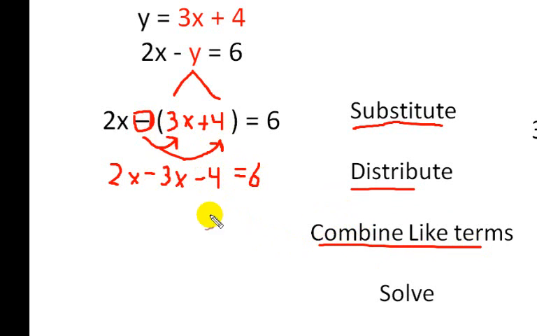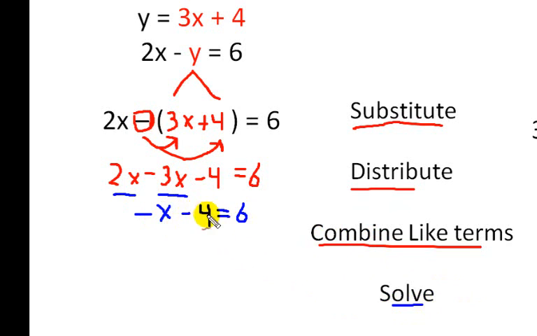Next step is to combine like terms. So I see here that I have 2x minus 3x. So that would just give me -x. I still have here minus 4 equals 6. Okay, next step, I need to solve this equation here. So this -x minus 4 equals 6. I need to solve for x.